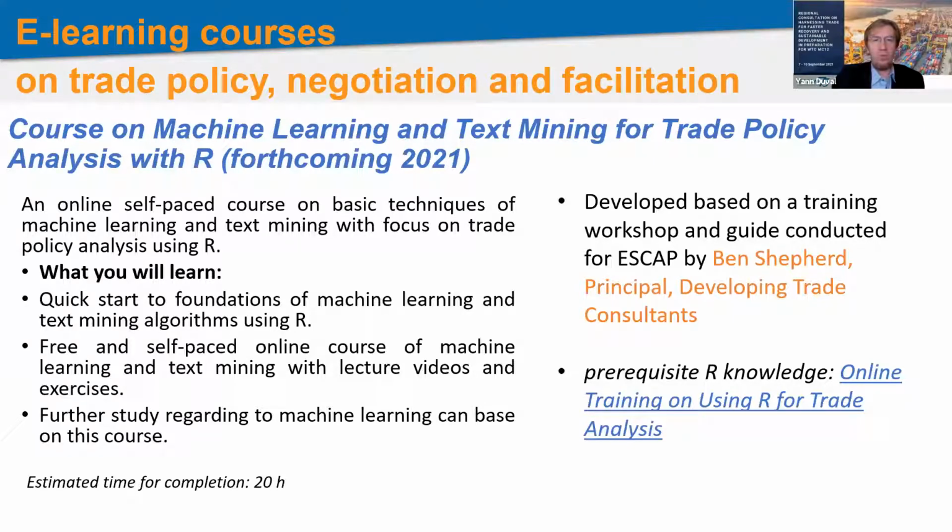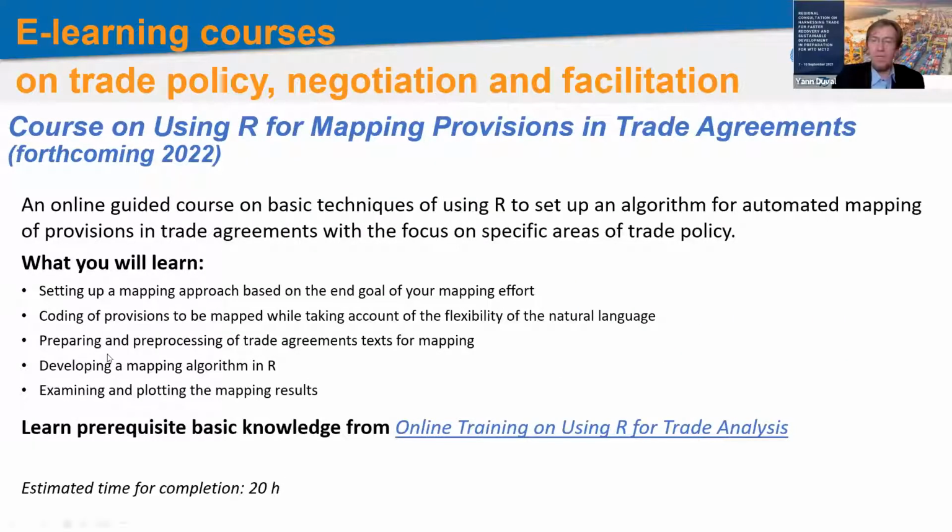And so again, this is quite more technical, right? So it needed more time to complete those courses, right? This one is 20 hours, and the basic trade analysis using R course is estimated at 60 hours, right? So much more than some of the general and the negotiation courses I mentioned before.